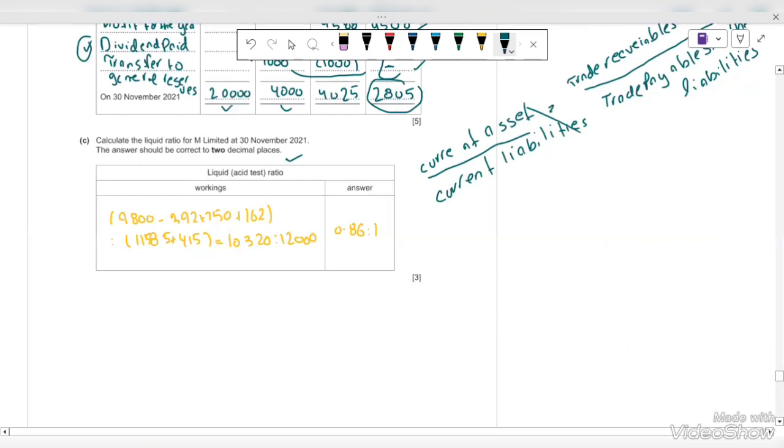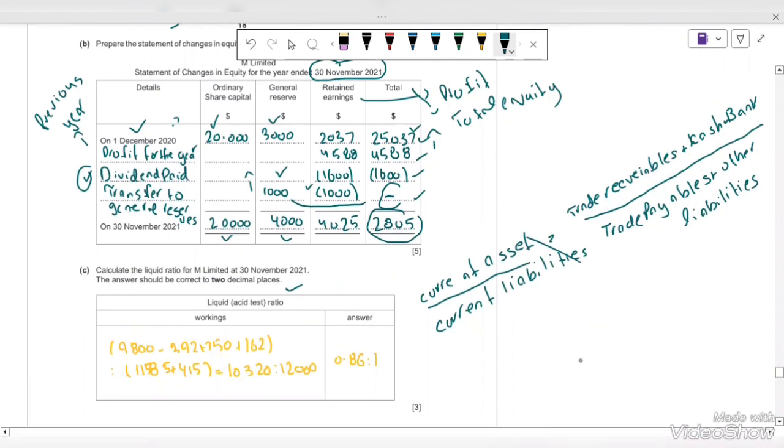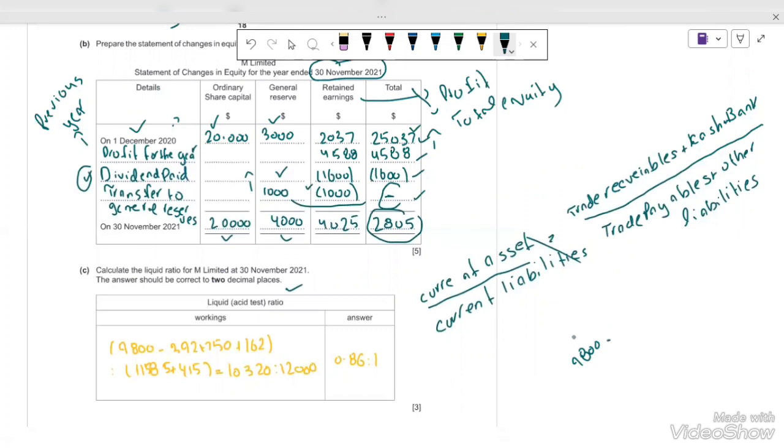Okay, so after that we have a part C in which we have to calculate the liquidity ratio for M Limited. I was telling you that we have a formula for the liquid assets ratio, which is current assets divided by current liabilities. So our current assets are basically trade receivables. Like I just put this formula here. So trade receivable was 9,800. Okay. So we have to deduct 392 from this because 392 was our provision for doubtful debt for this year.